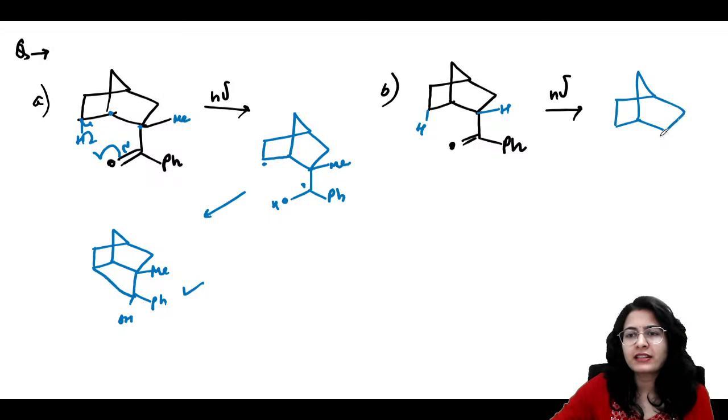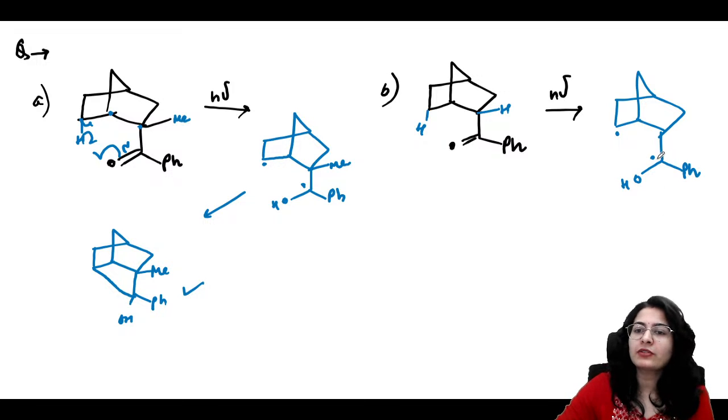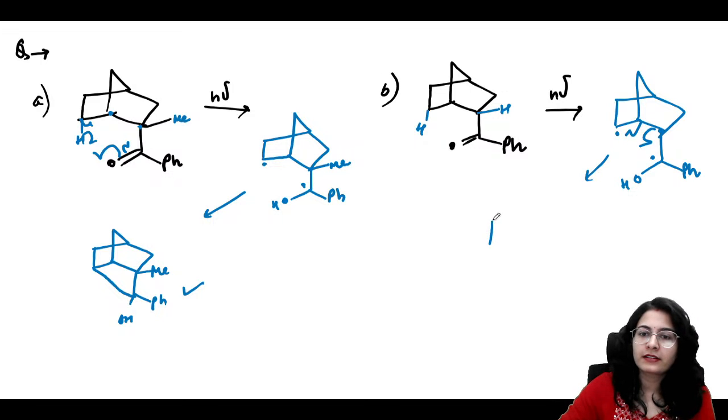तो ये क्या कर सकता है? इसने बनाया radical यहाँ पे, it can break down in this way. ये break down कर सकता है. This is the alpha carbon, this is beta, and this is gamma. So it can break down in this way to give you this molecule.